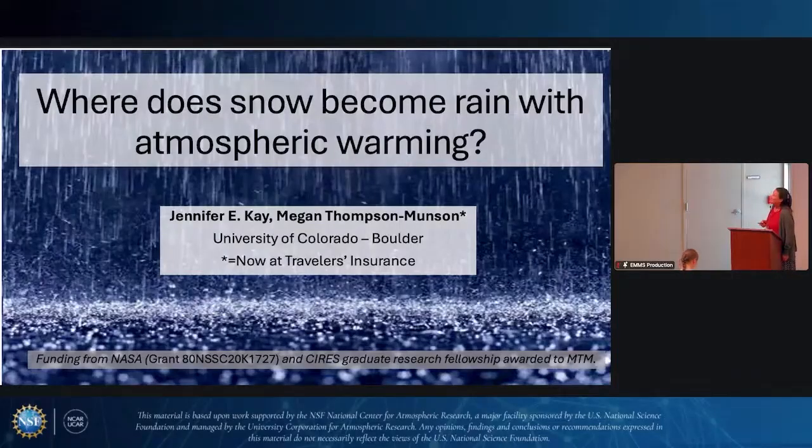Okay, so we're going to shift gears and talk about some work looking at atmospheric processes, where snow becomes rain in the atmosphere under warming. This is work that was largely led by now Dr. Thompson Munson, who works at Travelers Insurance now, but the paper about this work over Greenland got published this spring, so I thought it might be fun to share with all of you. And then I made some slides at the end trying to look at these processes across all of the Arctic in CESM 2.